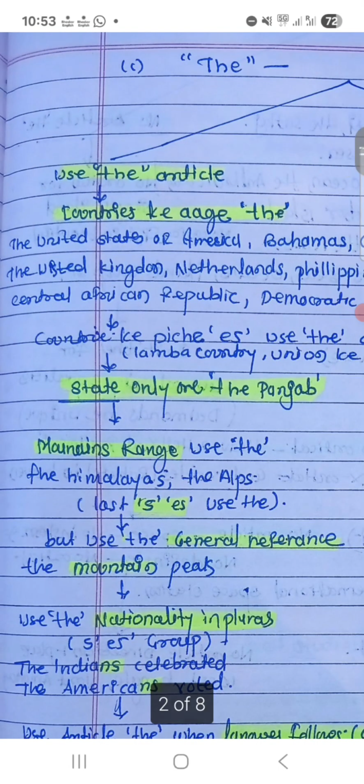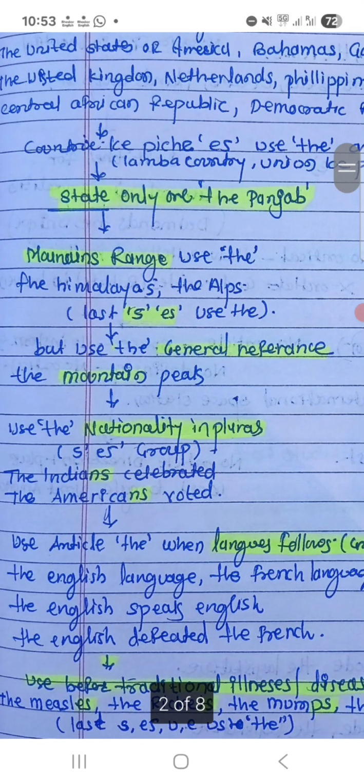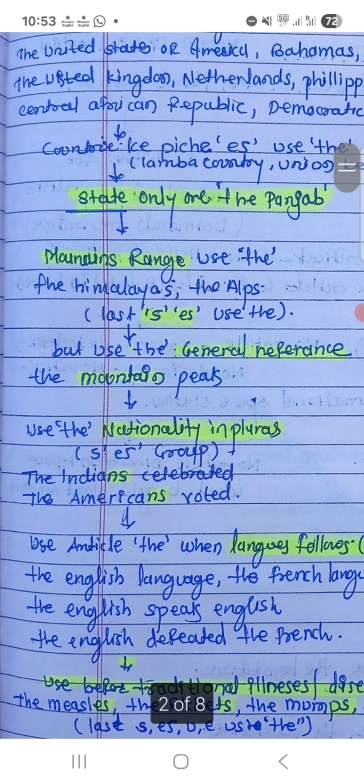In India, the Punjab state uses no article. Let's move toward the next: mountain ranges use the, the Himalayas, the Alps. Yes, it is the best trick for the. Whenever you see a mountain range, definitely use the article the. It is the best trick for mountains only. Countries plus mountains, and islands, a group of islands, that time use the.